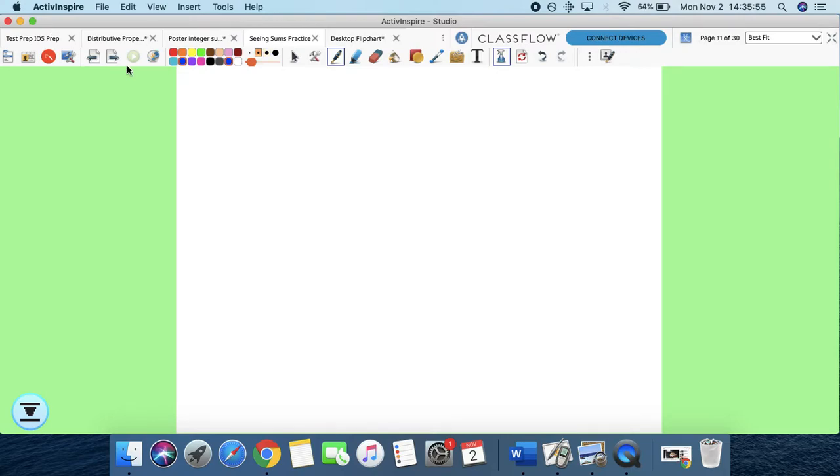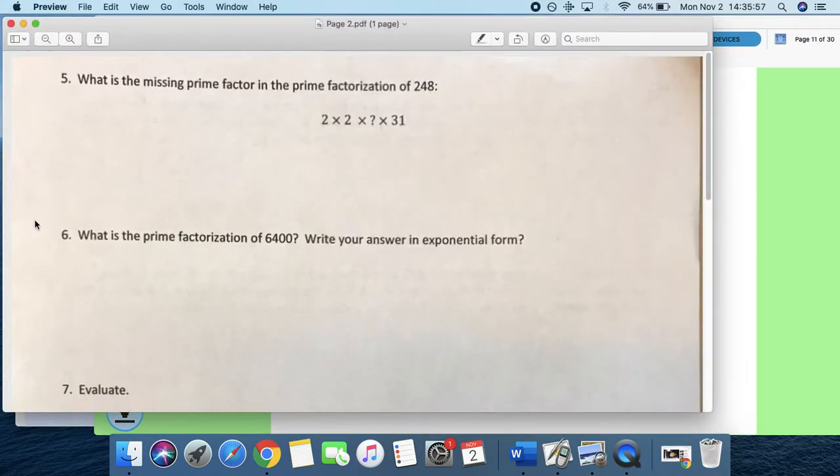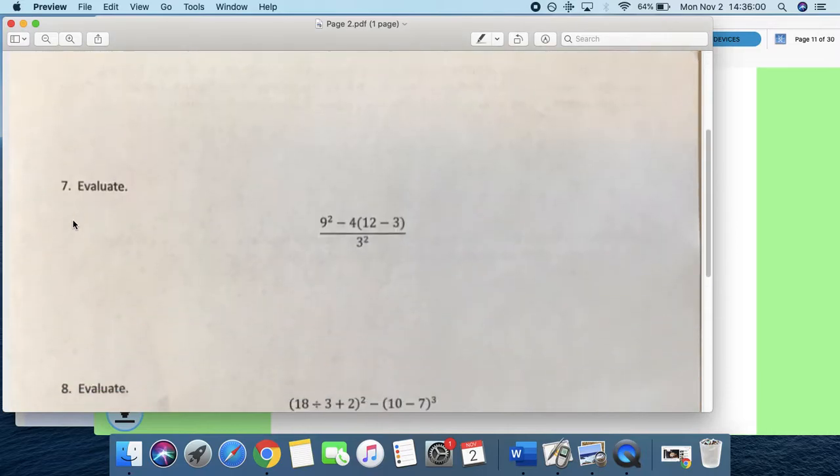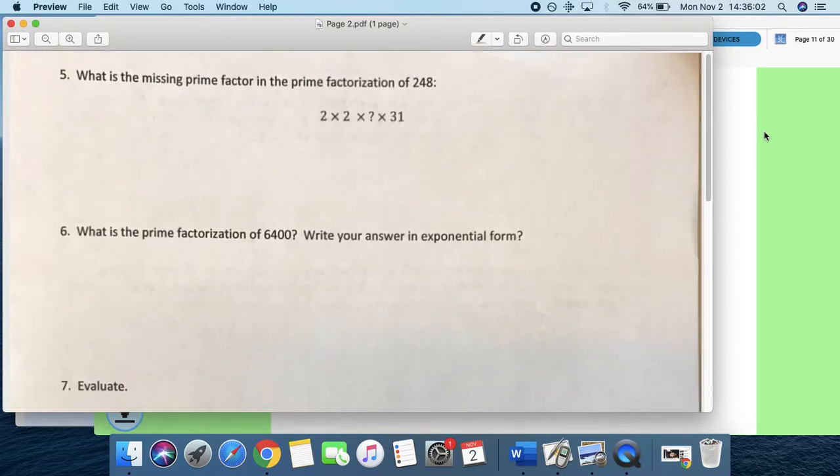Let me go on this page because that's not working. Now I can go to 5. Okay, so now the next page.